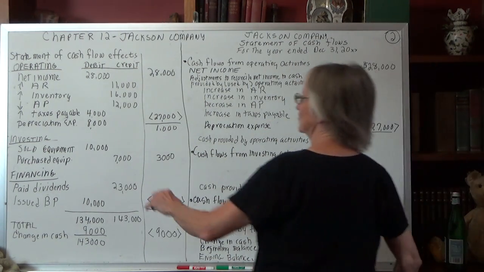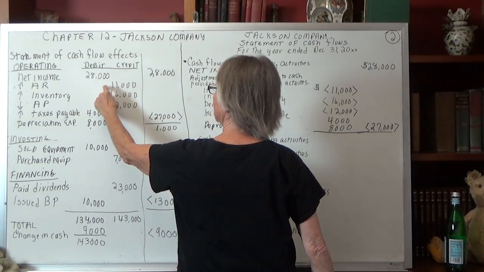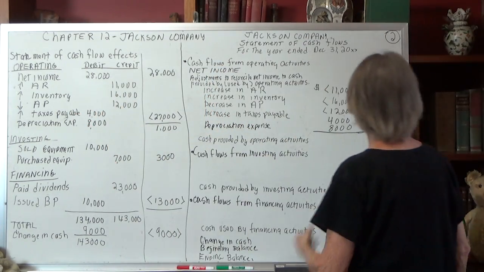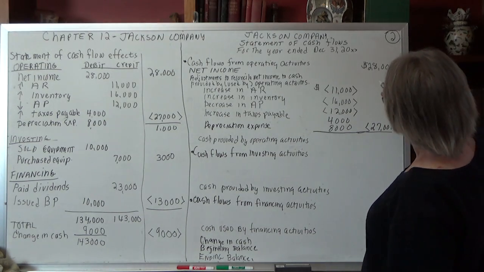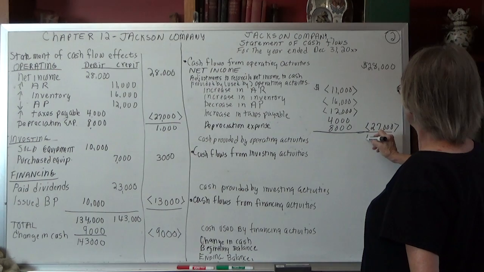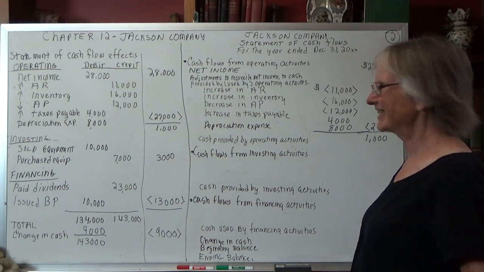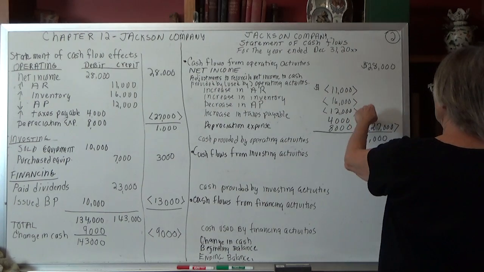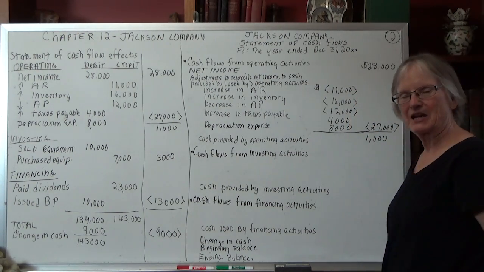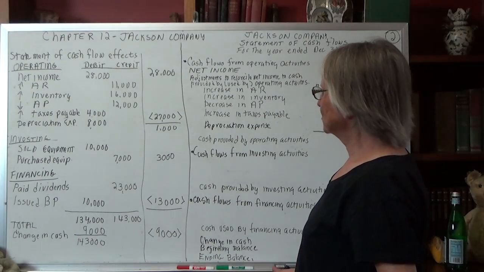Because to get that number, we're basically going plus this, minus, and we get the negative 27,000. So now 28,000 net income, adjustments of negative 27. We get cash provided by operating activities of 1,000. Okay, so there's kind of a big difference between your net income and your actual cash you got out of it.